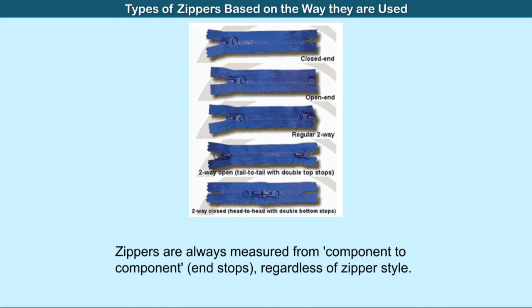Types of zipper based on functionality. The first zipper picture is shown as closed end zipper. The second zipper is open end zipper. Third zipper is regular two way. Fourth one is two way open tail to tail with double top stop. And the last and fifth one is two way closed head to head with double bottom stops. Zippers are always measured from component to component, that is end stops, regardless of zipper styles.